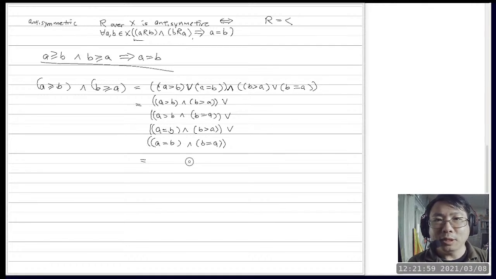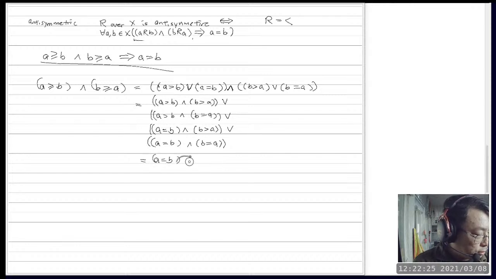What about the next one? A is greater than B and B equals to A. That doesn't make sense. I mean, if A is greater than B, then B cannot equal to A. If B does equal to A, then A cannot be greater than B. False, right? So all the conjunctions are false except for the last one, except for this one over here. This one is indeed true when A and B are the same. So this entire thing reduces to A equals to B and B equals to A.